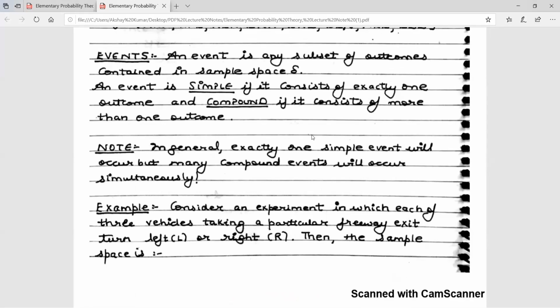All of us know what a subset is, right? All of us have done set theory, so we know what a subset is. An event is said to be a simple event if it consists of exactly one outcome, and a compound event if it consists of more than one outcome.